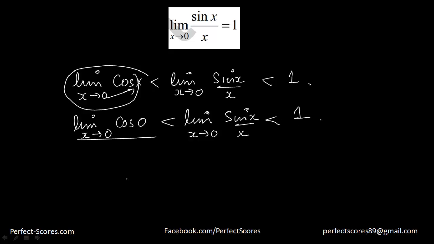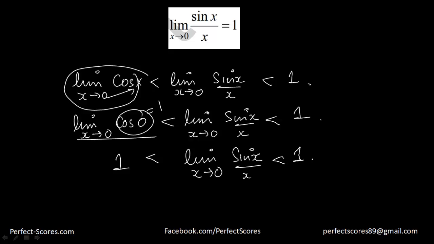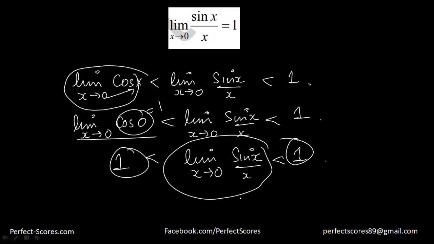So cos of 0 is nothing but 1. So this is going to be 1. It's less than, because this is equal to 1, the limit as x tends to 0 of sine x over x, which is less than 1. Now what is something which is less than 1 and greater than 1? Well, the value of sine x over x is going to be equal to 1, which means I can say that the limit as x tends to 0 of sine x over x is equal to 1, right? So that is what is there.